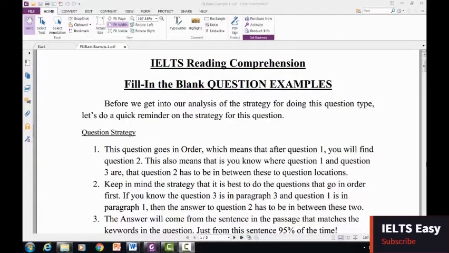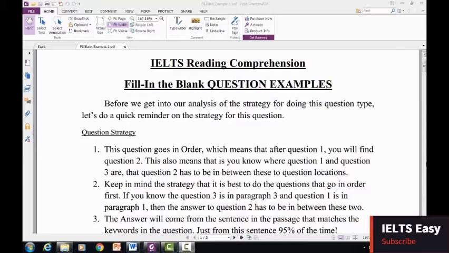Okay, so let's get started with our fill in the blank question examples. I'm going to go through a few examples of the fill in the blank question to make sure that you understand how to do this for the IELTS reading comprehension. As we know, with the fill in the blank question, the questions go in order.